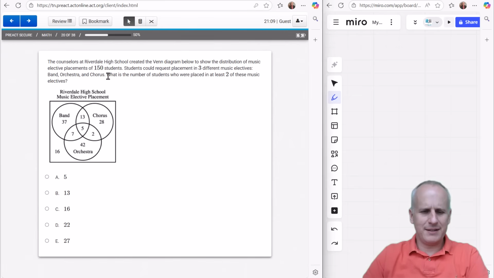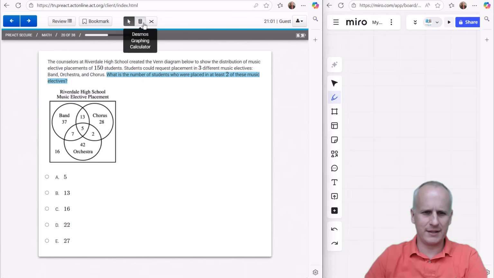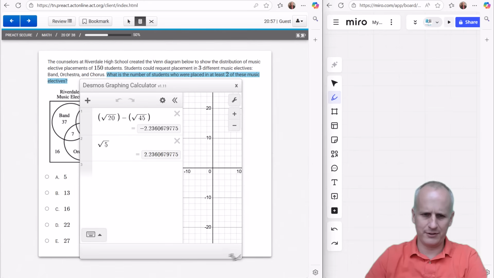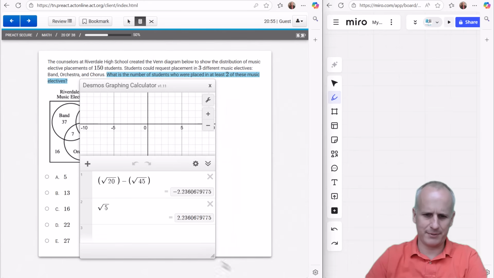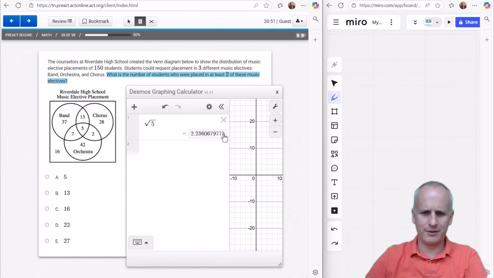So again, we skip to the end, and we're being asked for the number of students who were placed in at least 2 of these music electives. So we highlight that, and once again, we're going to pull out our graphing calculator. We can probably shrink it down a little bit because we don't really care, but I do like having it on the left-hand side like that myself. So we're going to just go ahead and do my addition right here.